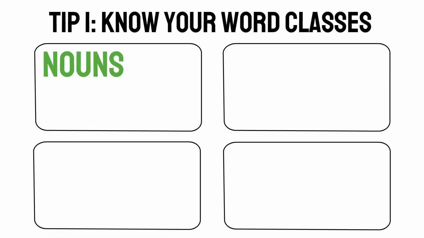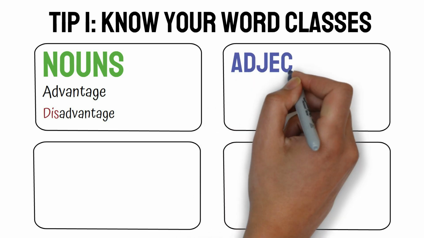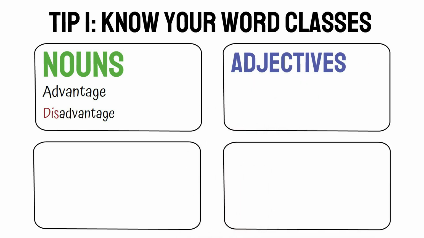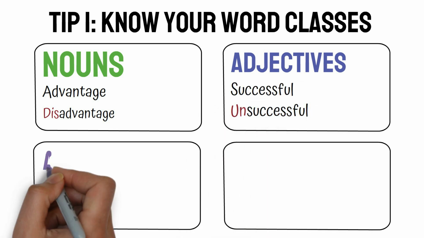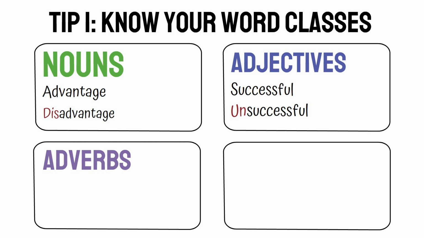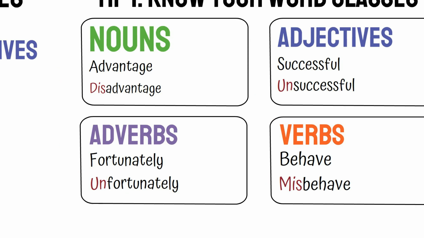Nouns, both in positive and negative forms like advantage and disadvantage. Adjectives, both positive and negative forms like successful and unsuccessful. Adverbs in positive and negative forms like fortunately and unfortunately. And finally, verbs, both in positive and negative forms like behave and misbehave. At a B2 to C2 level, you should know the difference between nouns, adjectives, verbs and adverbs.